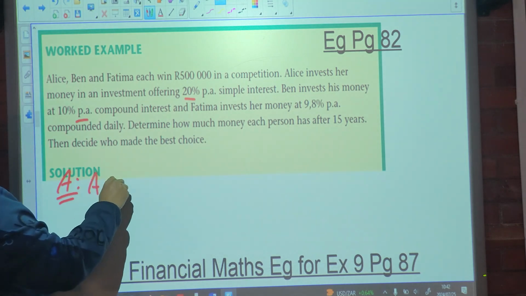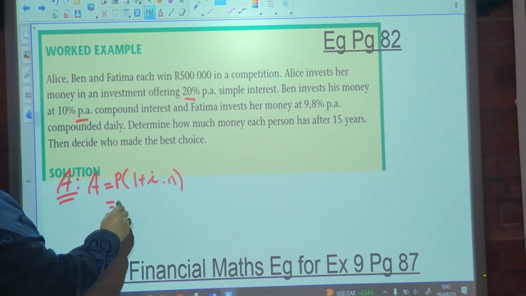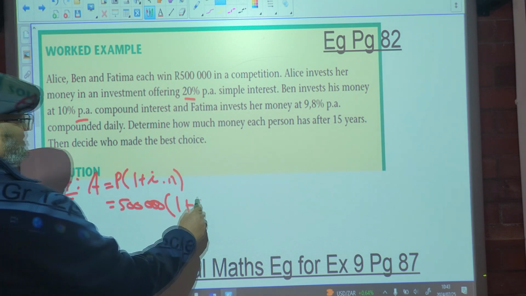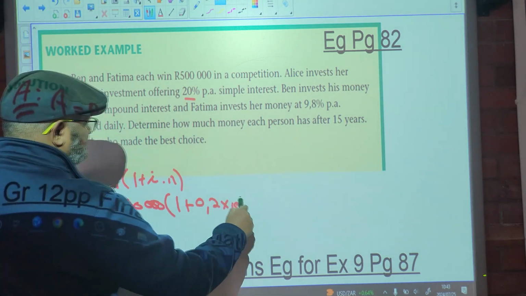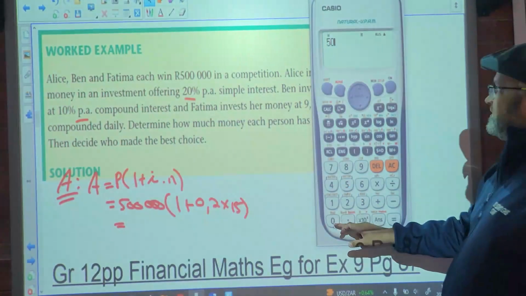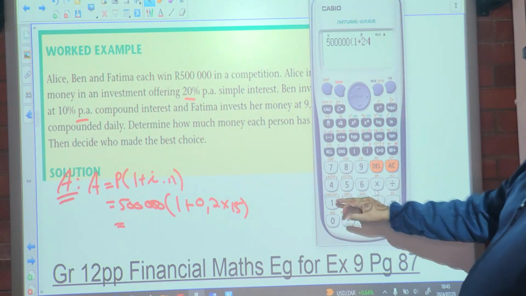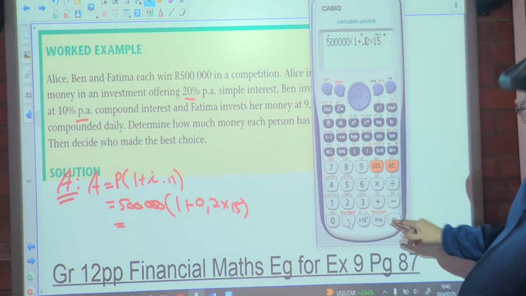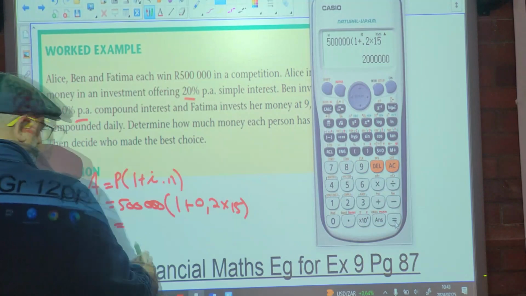So we will follow the formula A is equal to P into 1 plus i times n. The principal is 500,000 into 1 plus i, which is 0.2, multiplied by n. And how many years is this for? 15 years. So it's going to be 500,000 into 1 plus 0.2 times 15. Gives a return of 2 million.